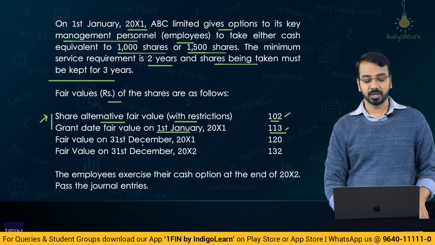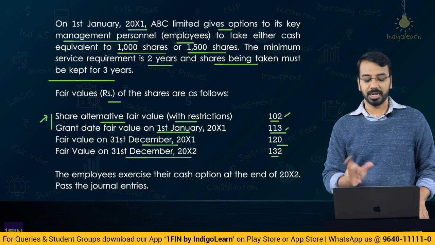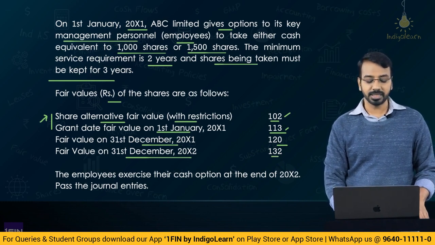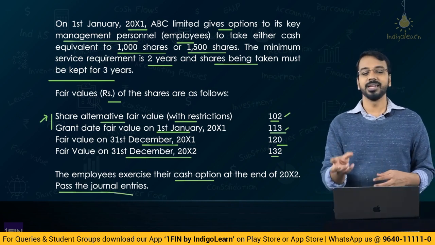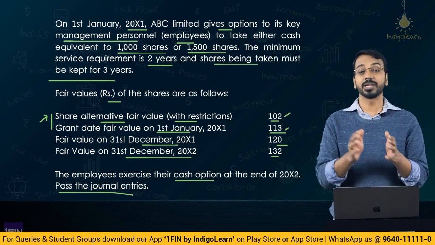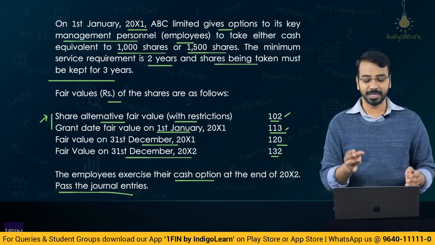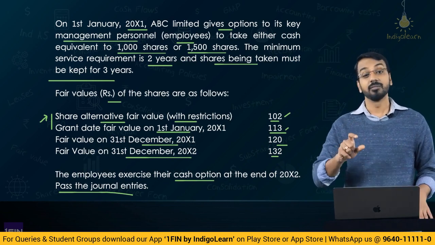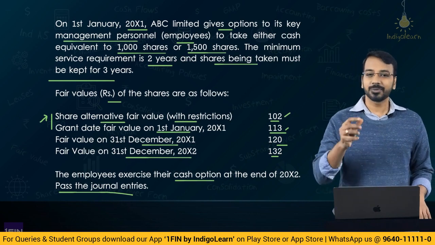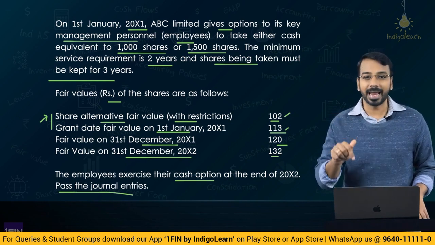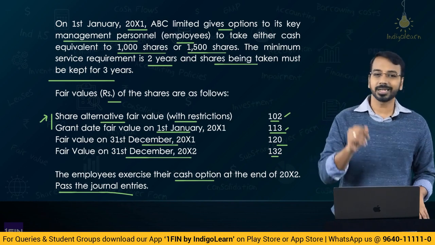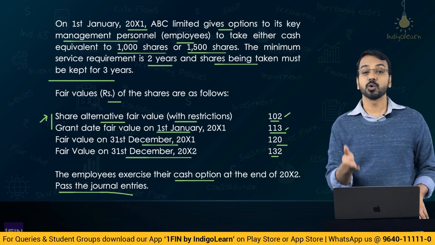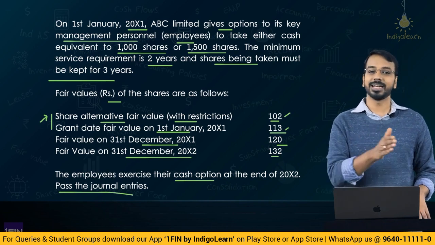Then fair value on 31st December of year 1 is 120 and on 31st December of year 2 is 132. Now the employees exercise their cash option at the end of year 2. Pass the journal entries. In this question there is a 2-year service period, meaning we have to recognize expense on 31st December of year 1 and 31st December of year 2. For equity settled transactions the grant date value is relevant, and for cash settled transactions we will do a remeasurement, so whatever is the value at the end of the reporting period will be relevant.